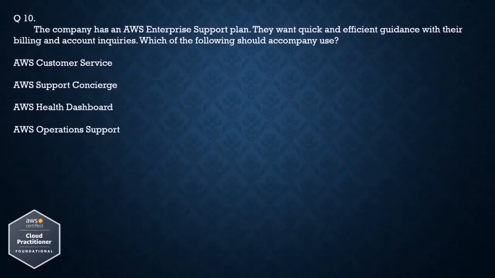The company has an AWS Enterprise Support Plan. They want quick and efficient guidance with their billing and account inquiries. Which of the following should a company use? AWS Customer Service, AWS Support Concierge, AWS Health Dashboard, AWS Operations Support. The correct answer is AWS Support Concierge.